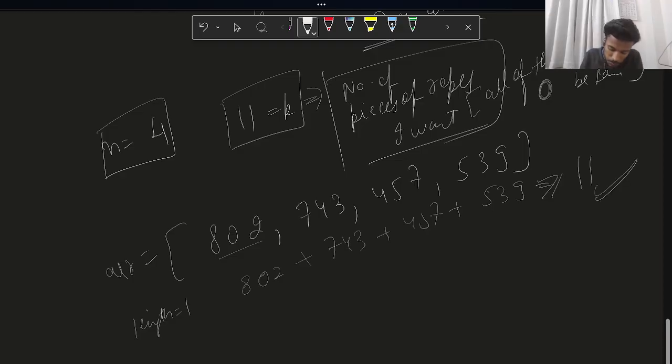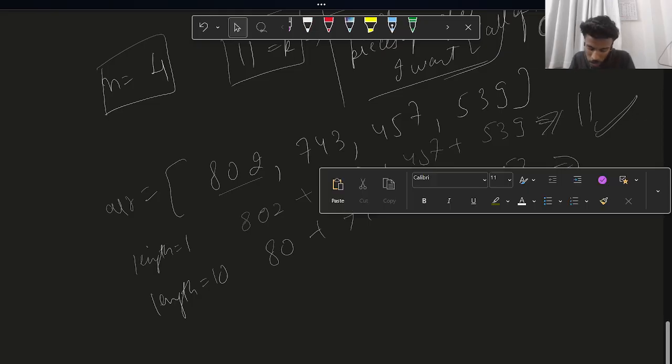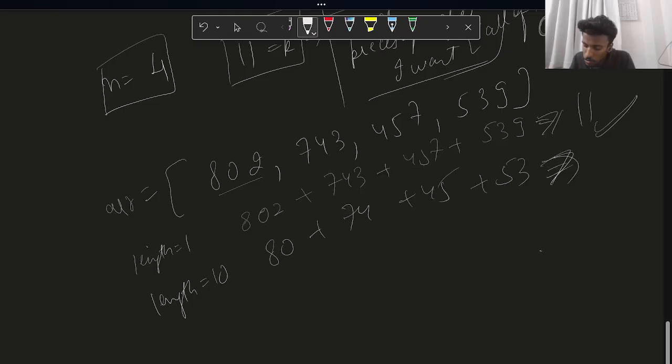Suppose next time we take length equal to 10. So 80 out of this, 74 out of this, 45 out of this, and 53 out of this. This time, how much? Still it is greater than or equal to 11, so we can still do it. Since 10 is greater than 1, the current answer would be updated to 10.